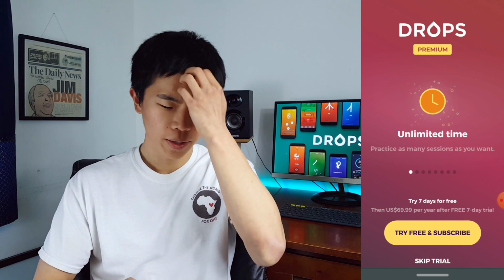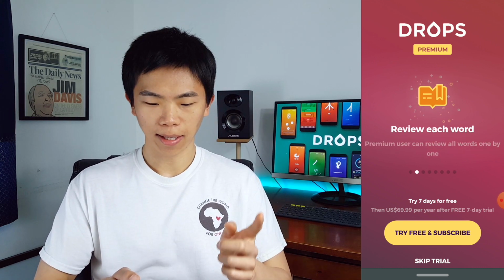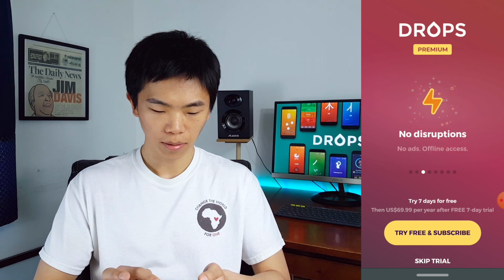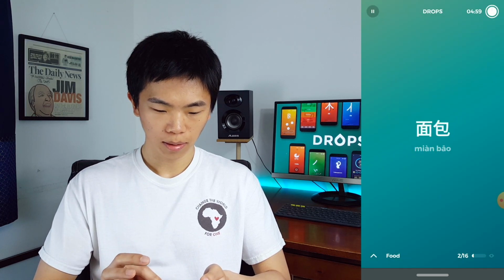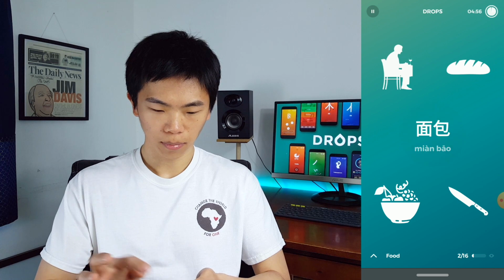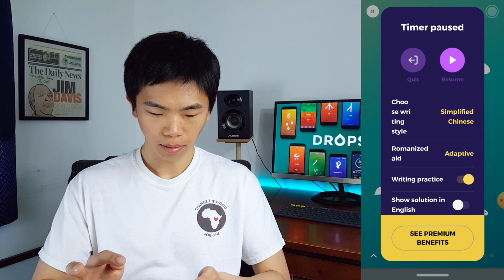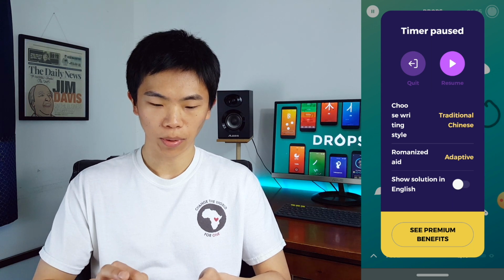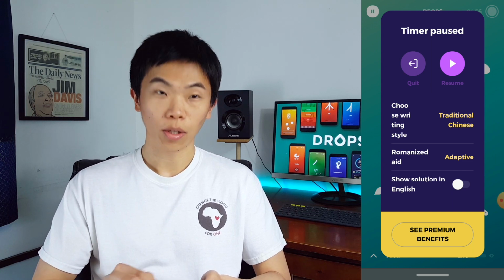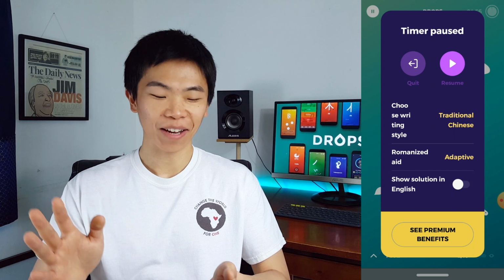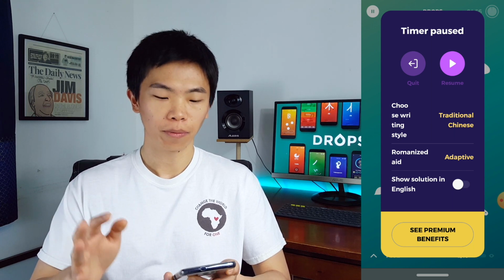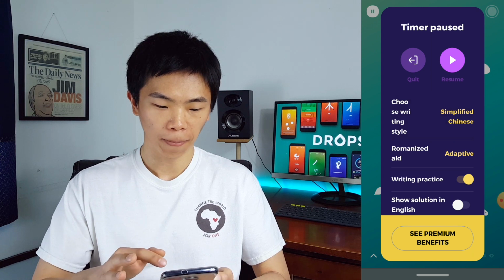There was another thing underneath the Romanized aid on the left side that I didn't click on. Was it like traditional characters? I think it was traditional characters. Let me try to pull that up again. Oh, okay, so you can actually learn traditional Chinese with this app. So let me give the quick explanation again. Traditional Chinese is used in Taiwan, Hong Kong, and Macau. Simplified Chinese is used in mainland China.